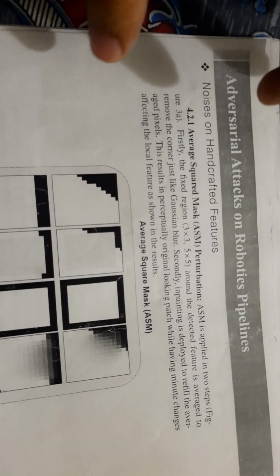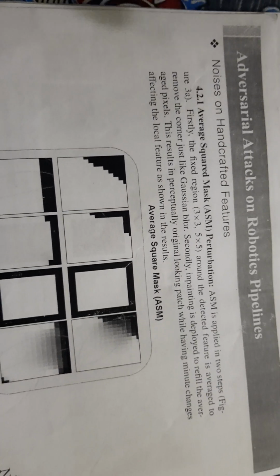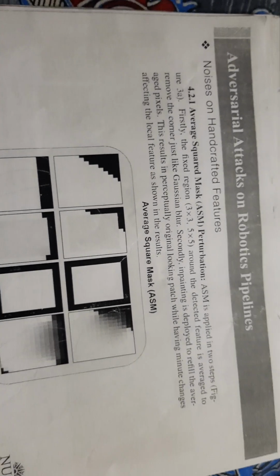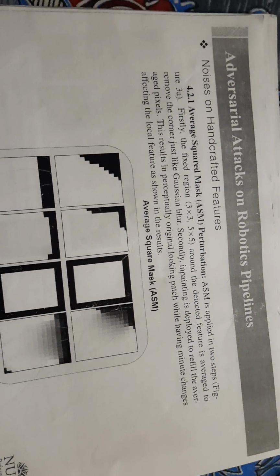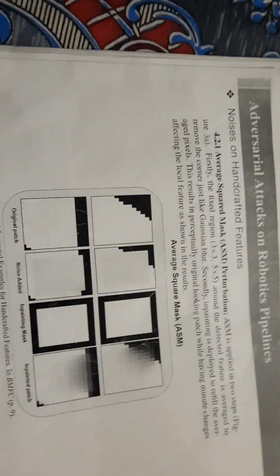Okay, now there are many types of noises, adversarial attacks basically, that they added in the environment so that the SLAM can be deceived. First noise is average scared mask perturbation. What they did is, for example, there was a picture, and there were different features detected previously, before addition of this perturbation.